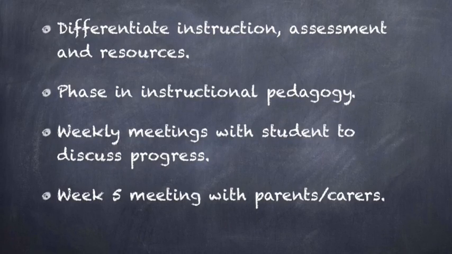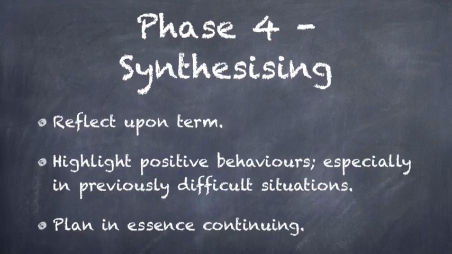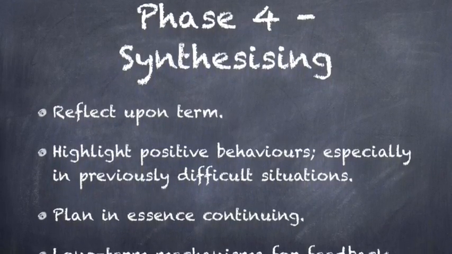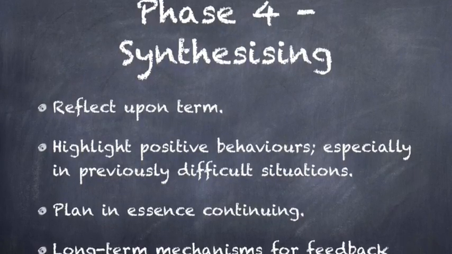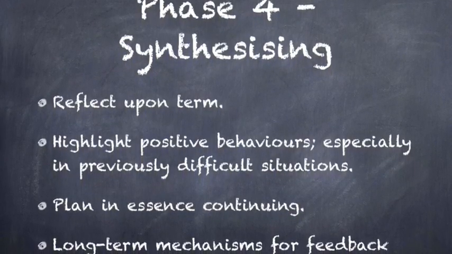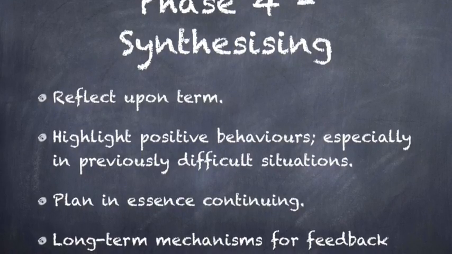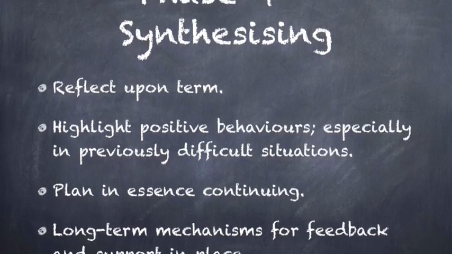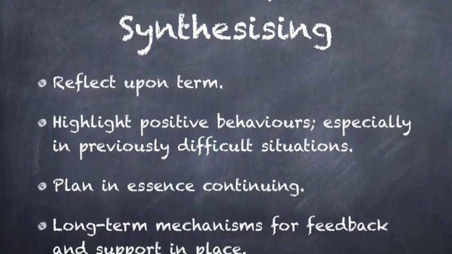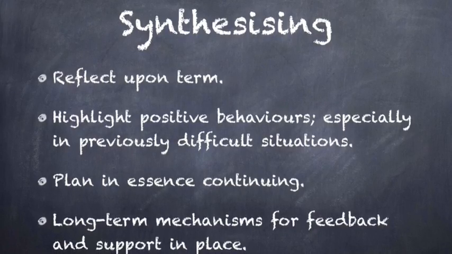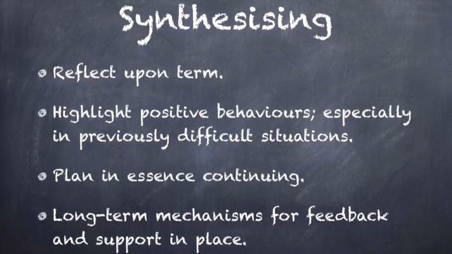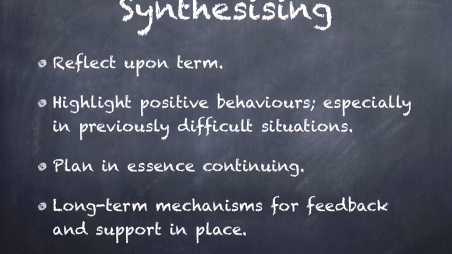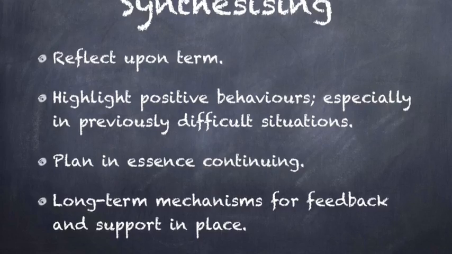The final phase, the synthesising phase, would have the student and myself making use of the relationship built over the term to reflect upon our achievements. Again, the focus must be positive and highlight those situations and scenarios where the student has chosen appropriate behaviours, especially in situations that would have been previously challenging for the student. Ultimately, this final phase, at the end of term, is meant to be a way of moving into the subsequent term. In essence, the behaviour management plan is ongoing, just not in such a formal way. Long-term mechanisms for feedback and support have been established and nurtured. These should be continued to further support the student to make positive and appropriate behaviour choices.